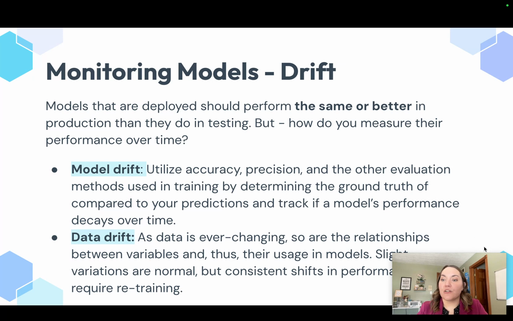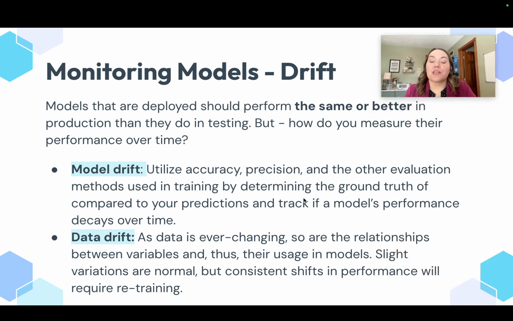There's also this thing called data drift. So it's not just that the model is drifting, but the inherent data in the model is starting to shift. And this makes sense if you think about it, because if you put data in a model, human behavior changes over time, data changes over time. Maybe we need new variables in here. Maybe we need to train the model because suddenly variables are interacting in a different way. So as data is ever changing, so are the relationships between variables. So again, slight variations are normal, but consistent shifts in performance will require retraining.